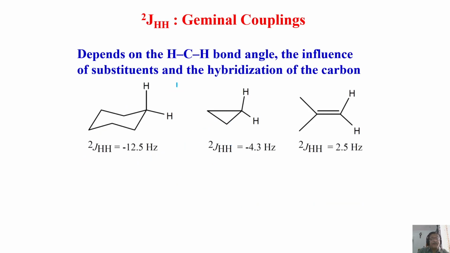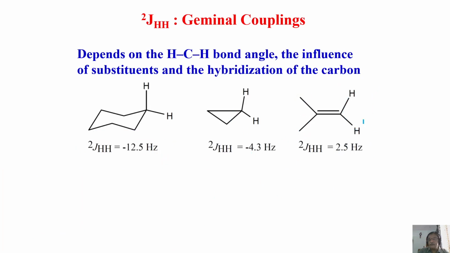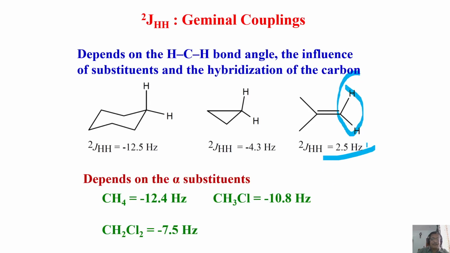So geminal coupling, 2J, generally geminal couplings can be negative. Look at this one. How do you get the sign of the coupling? I will tell later. This 2J coupling is quite large, and depends upon the HCH bond angle in this case. It also depends upon what type of substituents we have here. In this case, it is 4 hertz negative. In this case, the geminal coupling between this and this is 2.5 hertz. Like that, depending upon the substitutions, we can have different couplings.